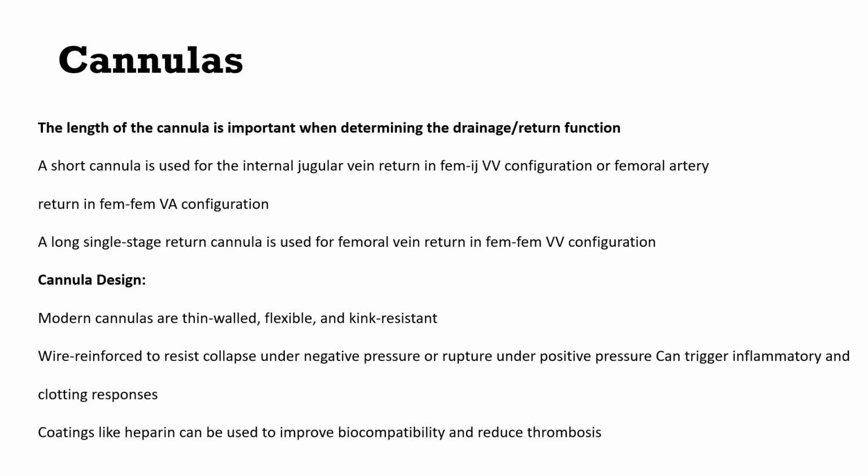The important thing to determine whether a cannula is drainage or return is the length of the cannula. Short cannulas can be used as a return for the internal jugular vein in the FemJag VV configuration, or in the femoral artery in FEM-VA configuration. But a long, single-stage return cannula can be used for femoral vein return in FEM-VV configuration.